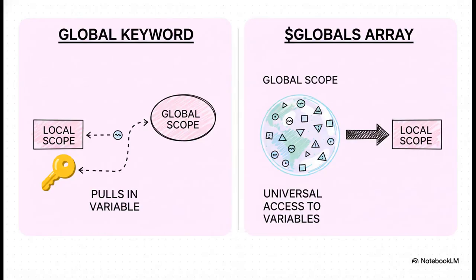So what if you need to access one of those global variables from inside a function? You've got two main ways to do it. You can use the global keyword to sort of import it into the function's local scope, or you can use the special $GLOBALS array. Think of it as a superglobal that holds all your global variables, and you can get to it from literally anywhere.